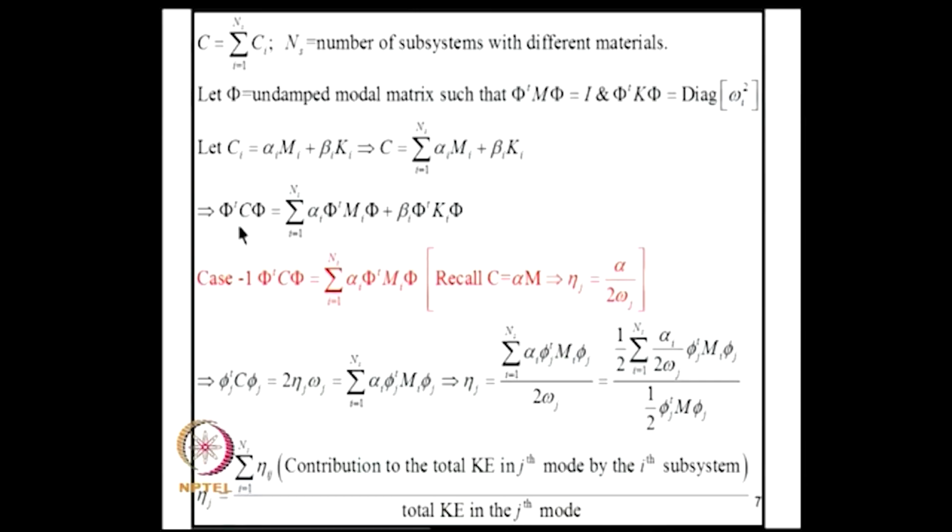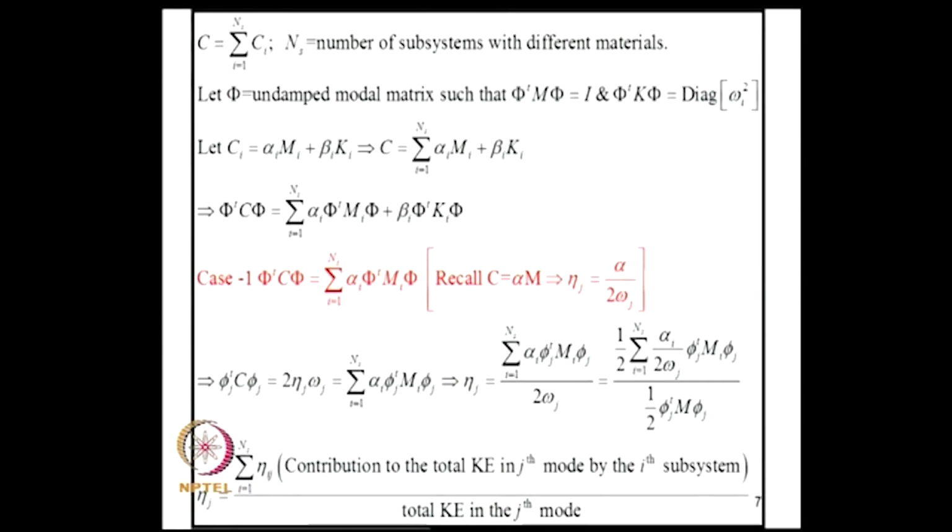Now, if you consider phi transpose C phi, we use this and we will be able to write this, but it is important to note that phi transpose mi phi will not be diagonal, because mi is simply a contribution to the global mass matrix. Ci is the contribution to the total damping matrix from the ith subsystem. Similarly, mi and ki are contributions from the ith subsystem to the corresponding global mass and stiffness matrices respectively.